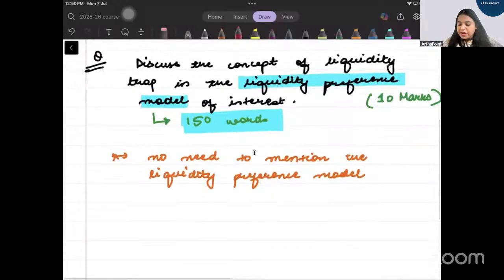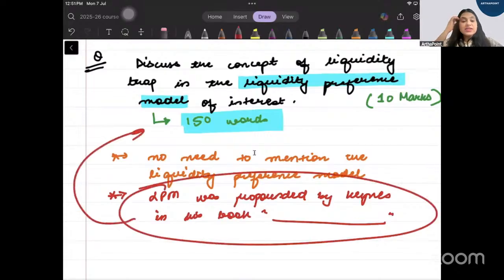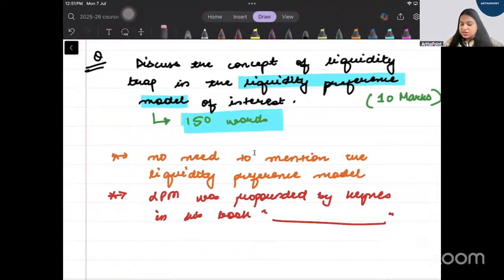One more thing: many times you spend a complete line on telling who gave this model. For example, I have seen that many of you have written that the liquidity preference model was propounded by Keynes in his book, and you give the name of the book. You write like this, okay? This is a wastage of words. You have to write the answer in 150 words. In 150 words, why will I spend my words on telling separately who propounded it?